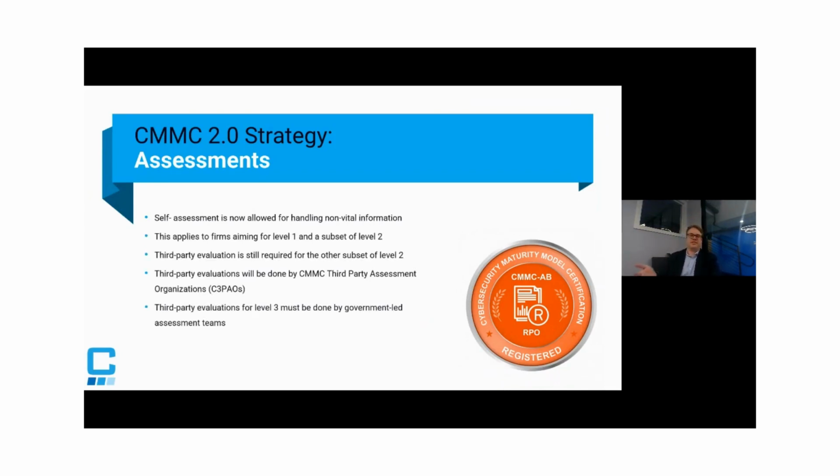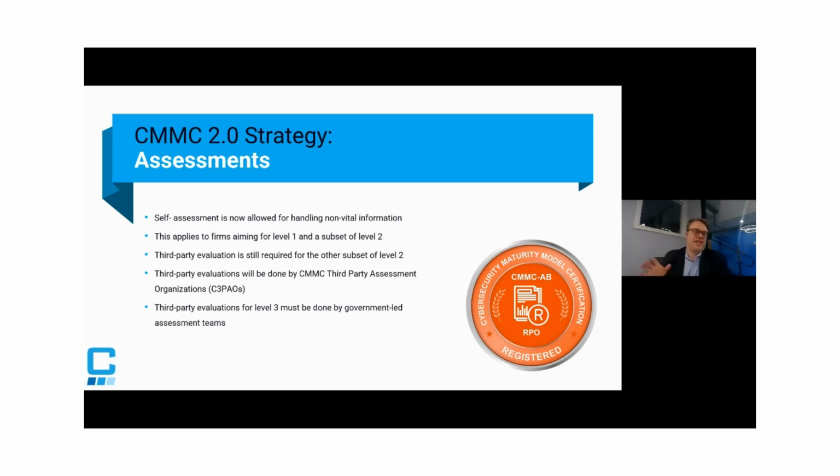That brings me to assessments. The assessments are the big thing that needs more clarity, I think, and people need to make sure they understand. But self-assessment is now allowed for handling non-vital information, so anything not vital to national security. Basically at level 2, most people will need a third party to come and assess you.